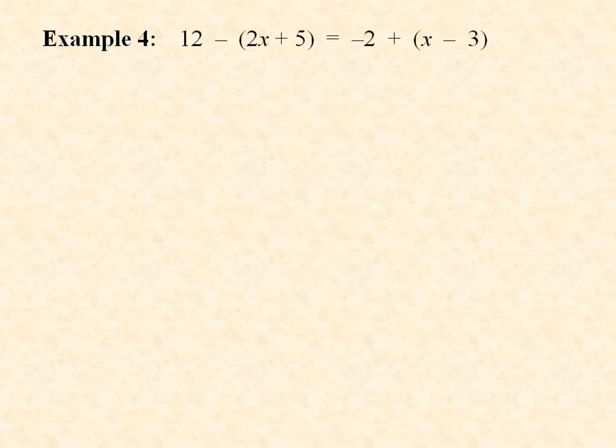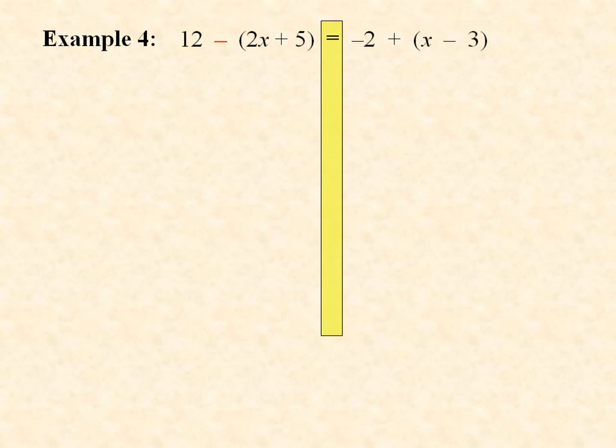12 minus (2x plus 5) equals negative 2 plus (x minus 3). Well, we identify the sides. On the left side, we have a minus sign out front of the parentheses. Now, what that means is we have to do the opposite of everything in the parentheses. So we rewrite the left side as 12 minus 2x minus 5. It's sort of like we distribute that negative sign.